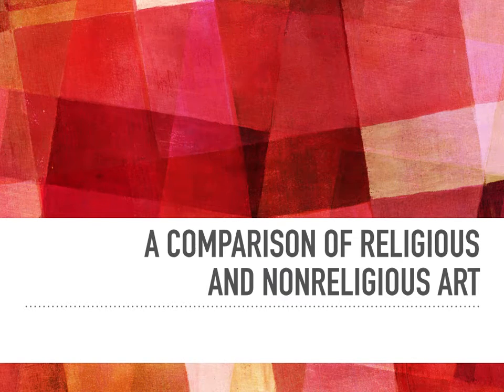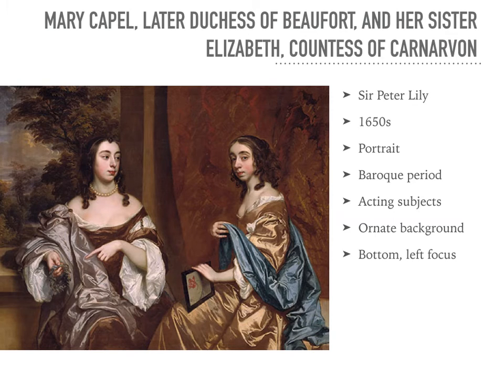The first piece we're looking at is a portrait of two sisters created by Sir Peter Lely in the mid-1650s. This portrait shows very Baroque style, and there are, as stated, two subjects in this, the Duchess and the Countess, who were sisters. The Countess is on the right and the Duchess is on the left. And we see both subjects are doing something. They're both active. There's movement in this portrait.